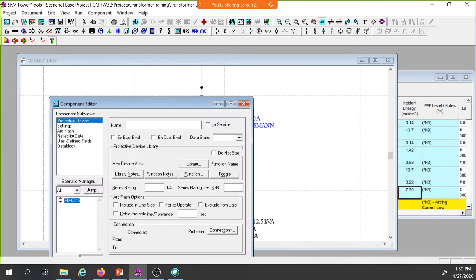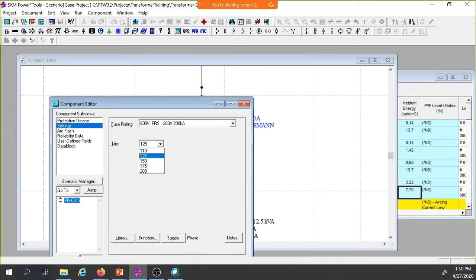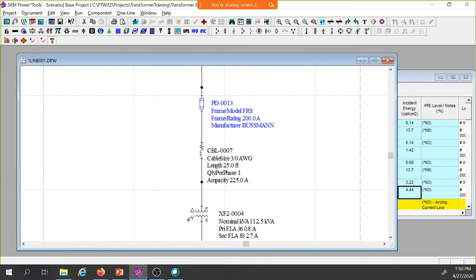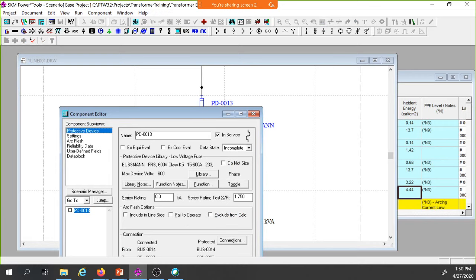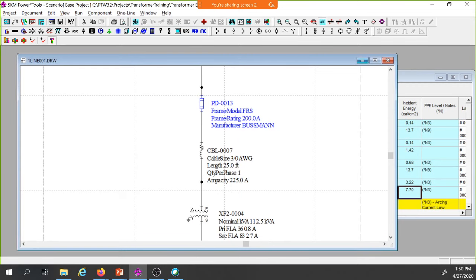So let's change that to, remember we said we could take that down to 110? See what that does. 4.4. So that's the best I could do with that one, 4.4. But I'm going to move that back up to 125. 7.7.